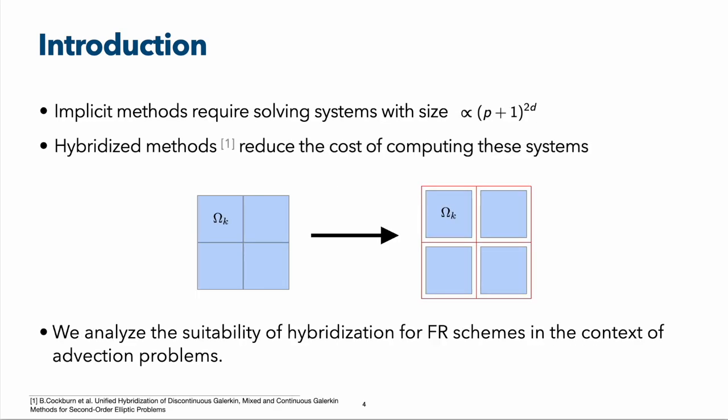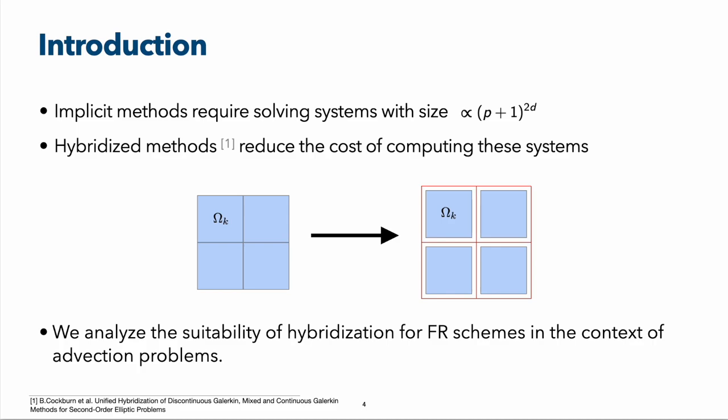The issue is that in an implicit method, we need to solve a system which generally requires linearization. And the computational cost of solving these problems is very large. And in fact, they're proportional to (p+1), which is the order of accuracy of the method, to the power of 2d, where d is the dimension of the problem. So for real scale problems, the cost of solving these systems can be just prohibitively expensive.